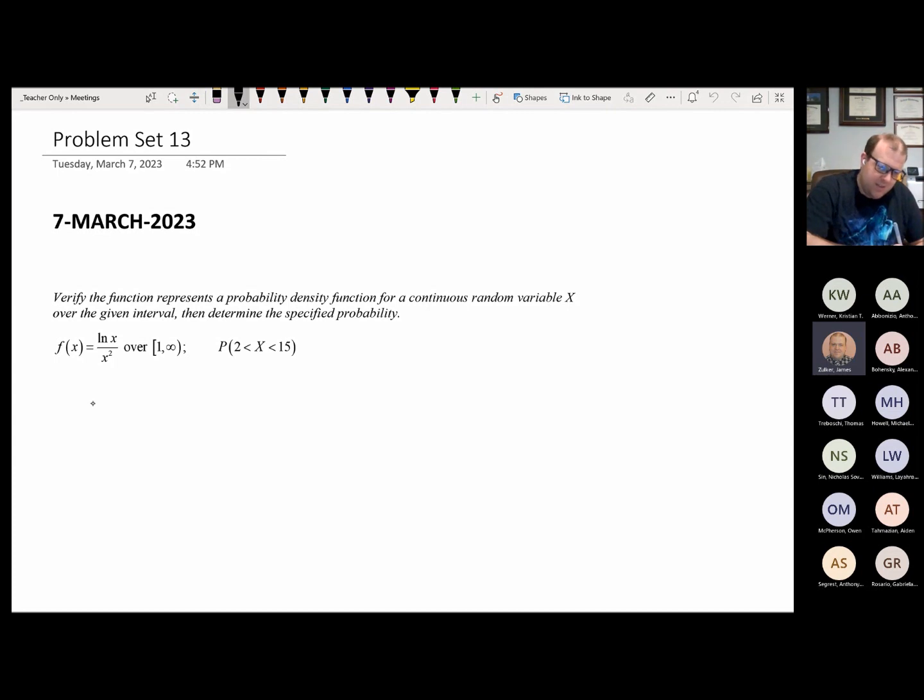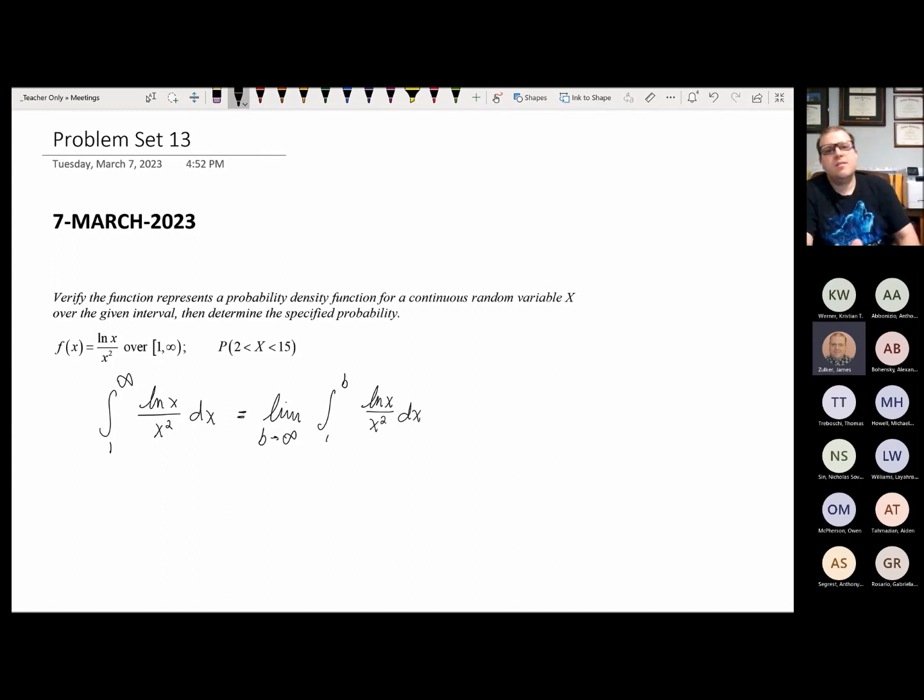We're going to go integral over the interval, so 1 to infinity, log x over x squared dx. And of course, this is improper, right? So we have to take a limit.